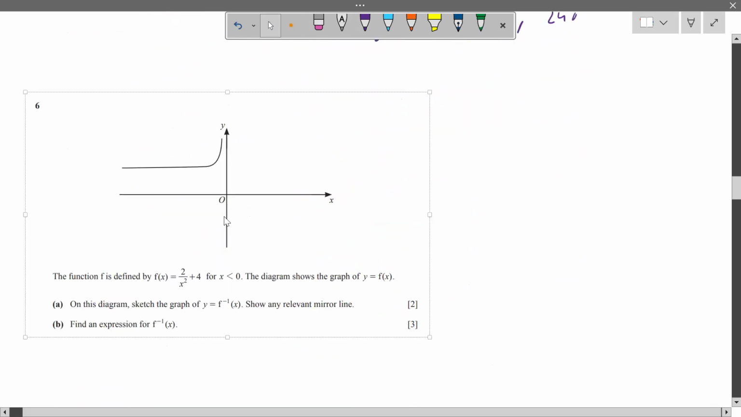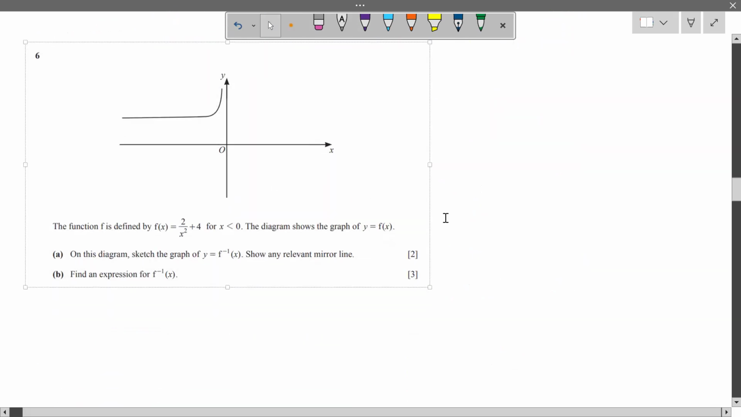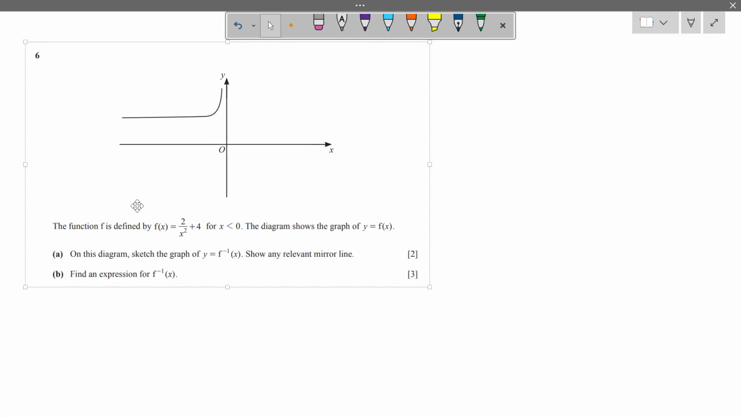Number 6. The function f is defined by this expression for x less than 0. The diagram shows the graph of y equals f of x. On this diagram, sketch the graph of y equals f inverse of x, and show any relevant mirror line. Here we have to remember that when you draw the inverse of a function where it exists, the graph is mirrored about the line y equals x.